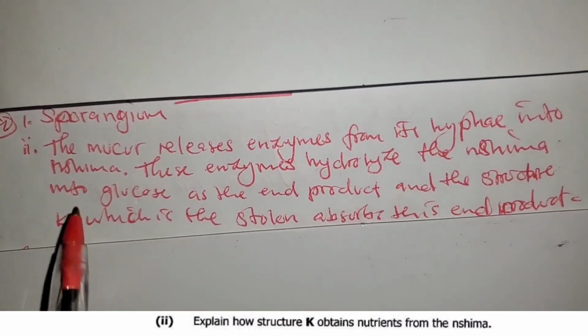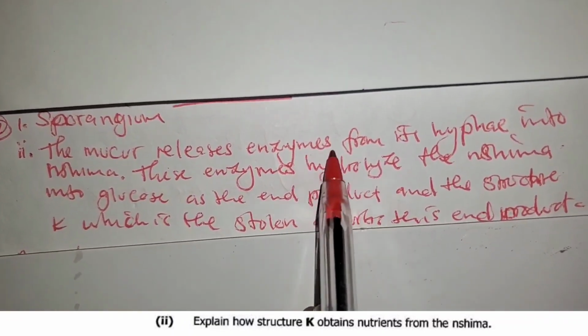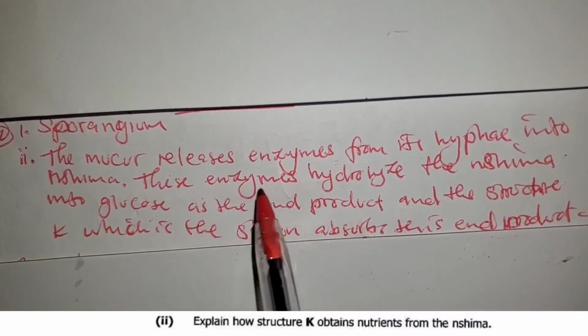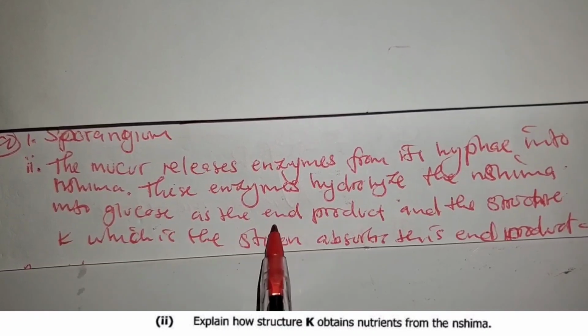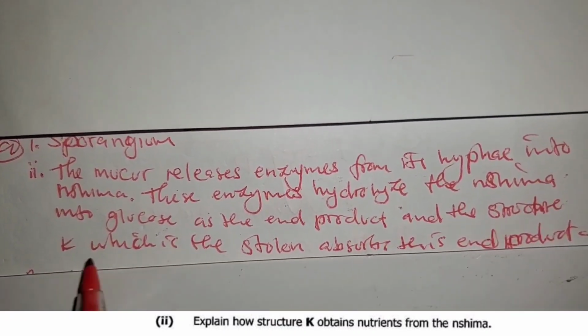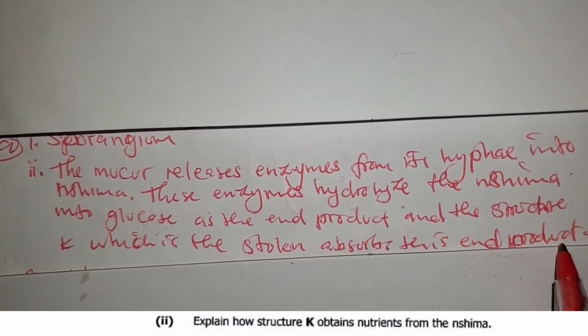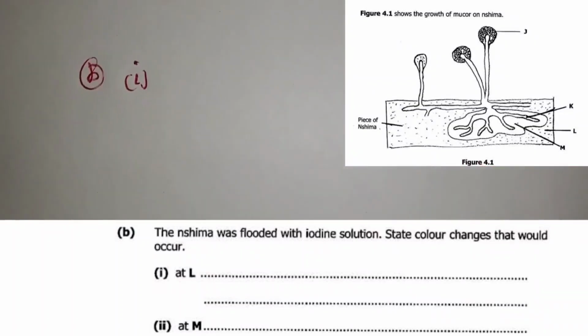So listen, guys. Structure K, so we can say the mucor releases enzymes from its hyphae into shima. These enzymes hydrolyze the shima into glucose as the end product. So glucose is the end product. And the structure K, which is the stolon, absorbs this end product.